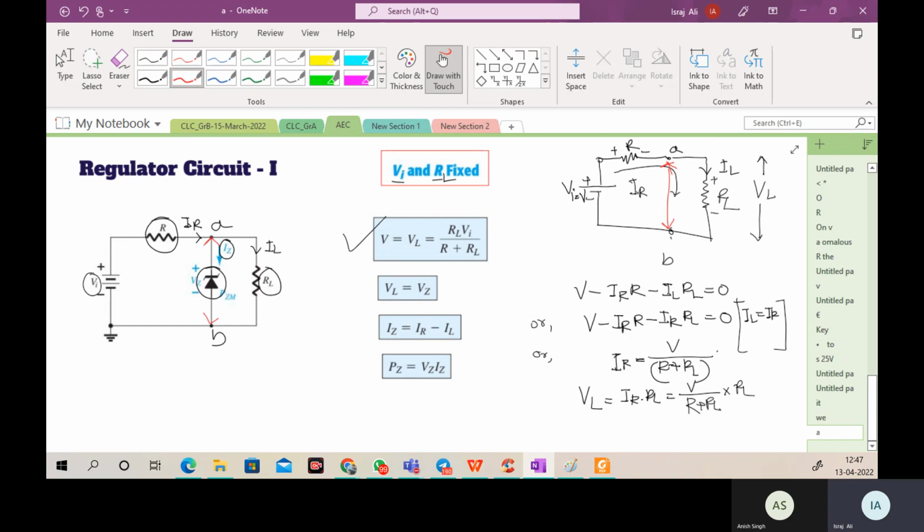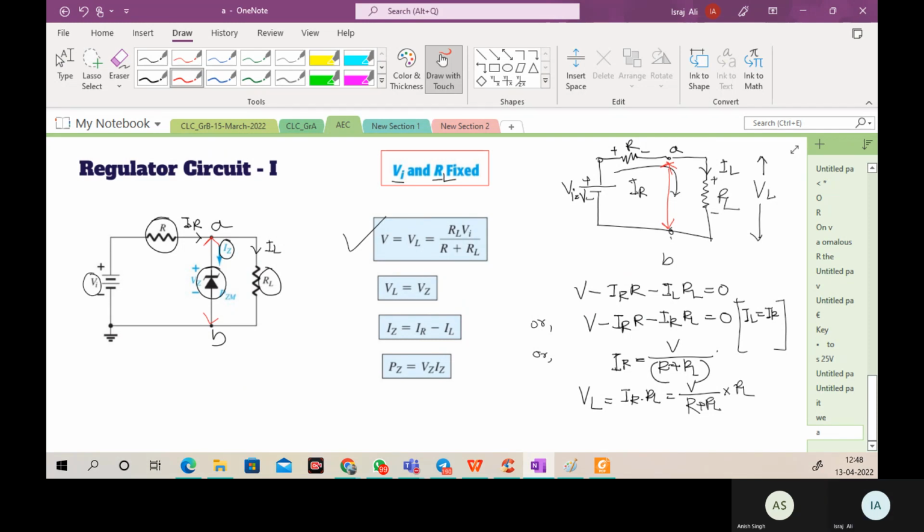Parallel may have, but why are we removing it first? Any idea? Okay. Any idea? Anyone?